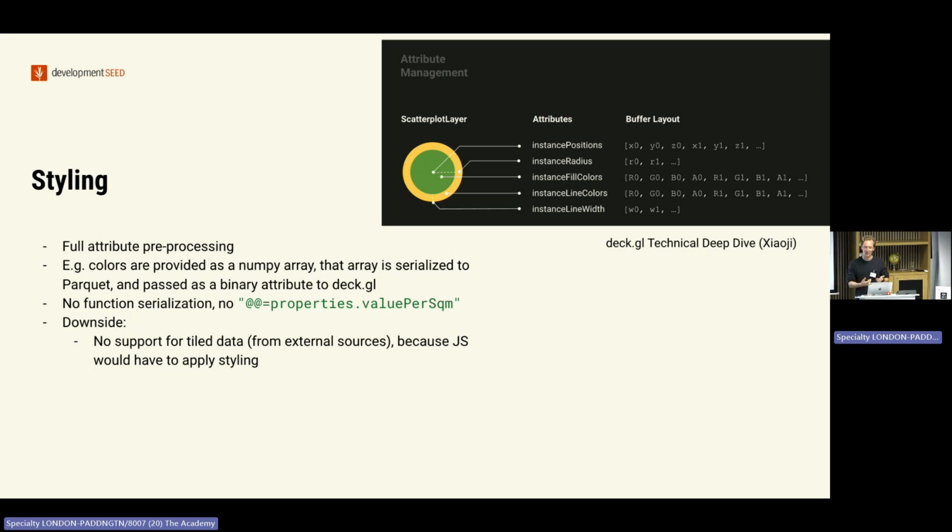This also means that it's hard to work with tiled data that doesn't go through Python. And so stuff like the MVT layer isn't currently supported, because we would have to have some styling language to apply the styling to these MVT tiles that we didn't create as Arrow objects in Python.